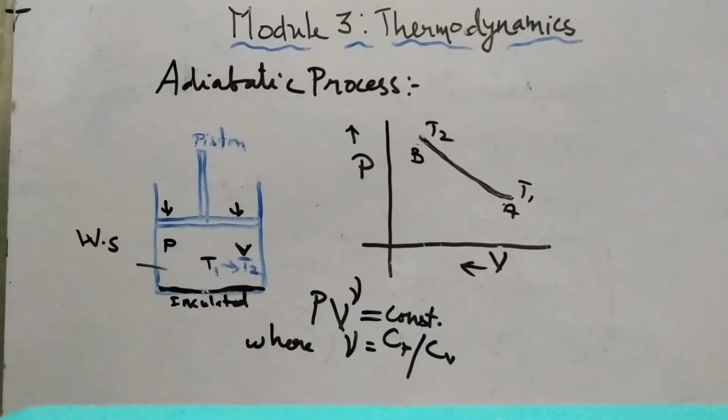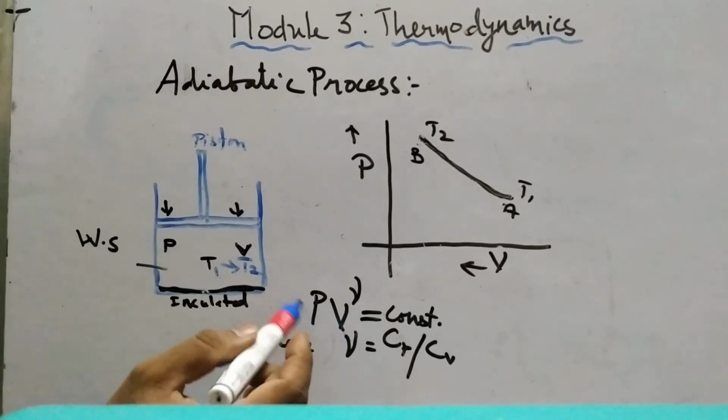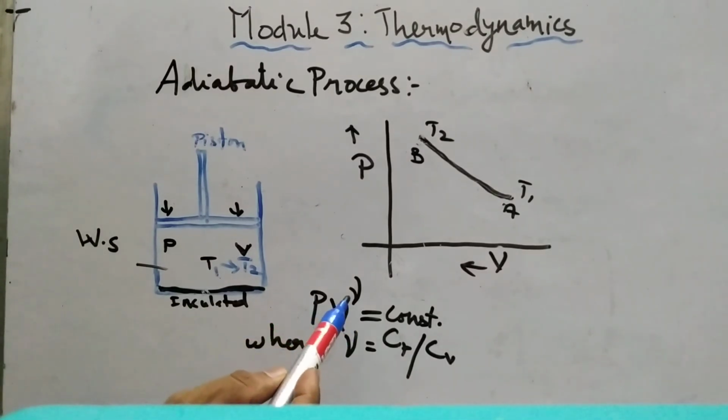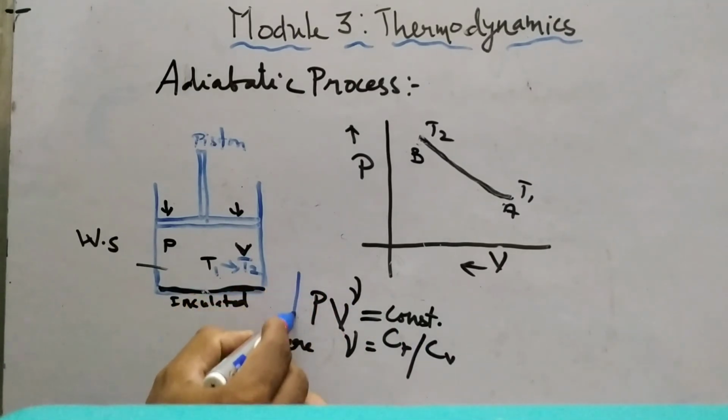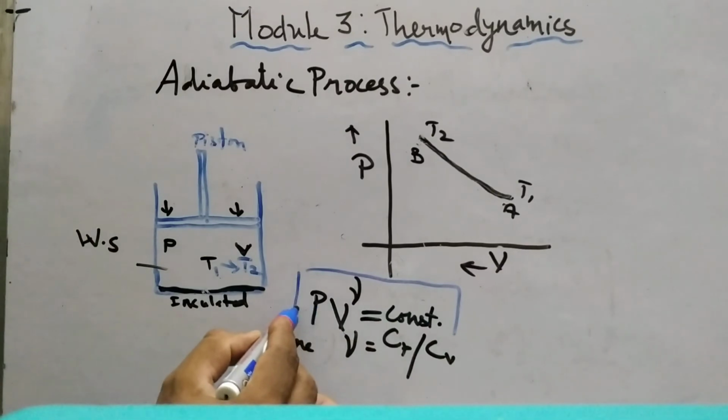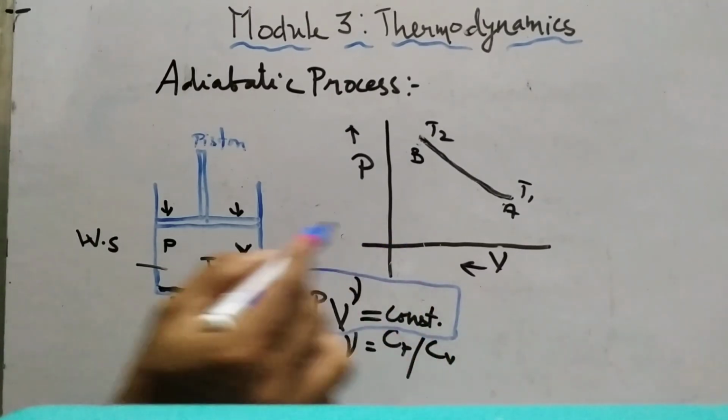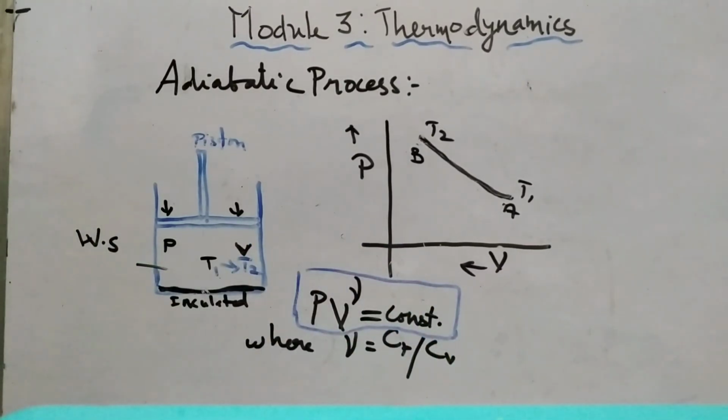And we follow an equation. PV power gamma is equal to constant, where gamma is the ratio of the specific capacity of the gas at constant pressure to the specific capacity of the gas at constant volume, right? So this is what we need to understand in the adiabatic process, where there is always a change in the temperature.